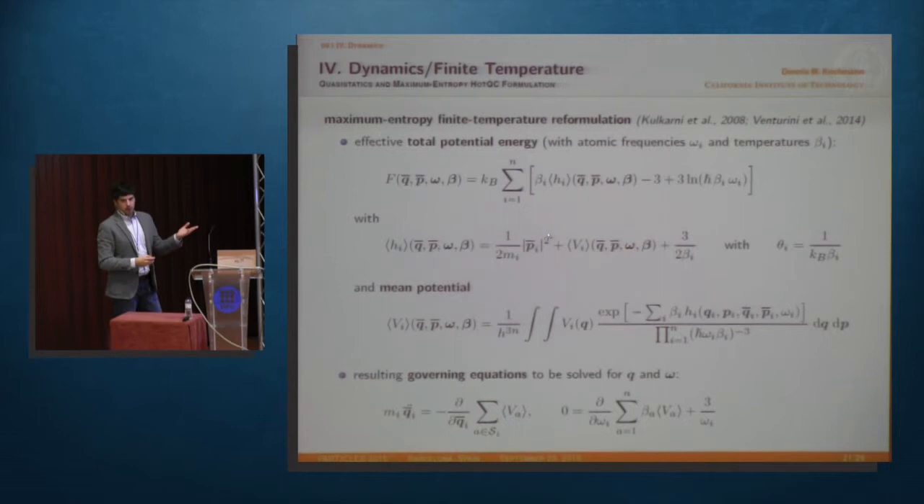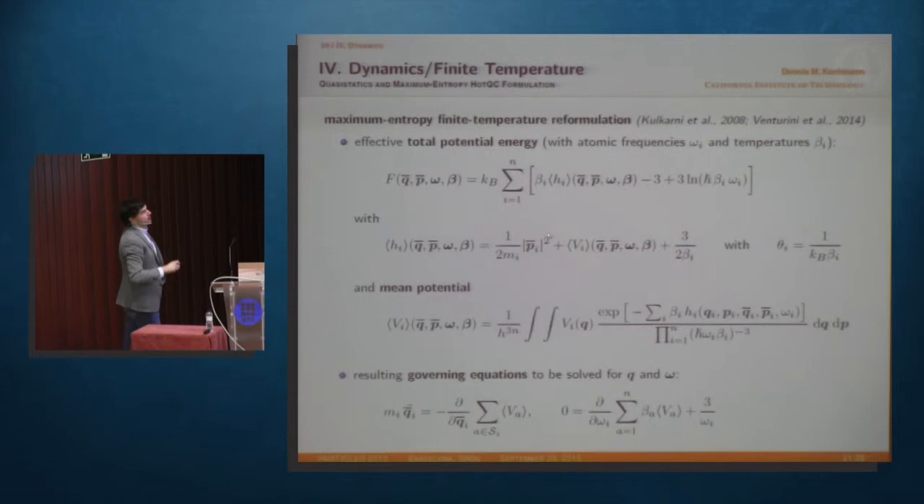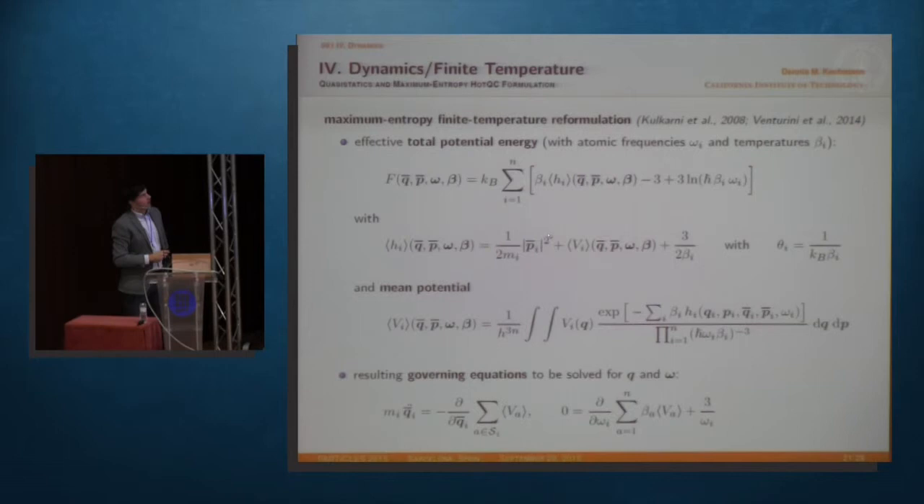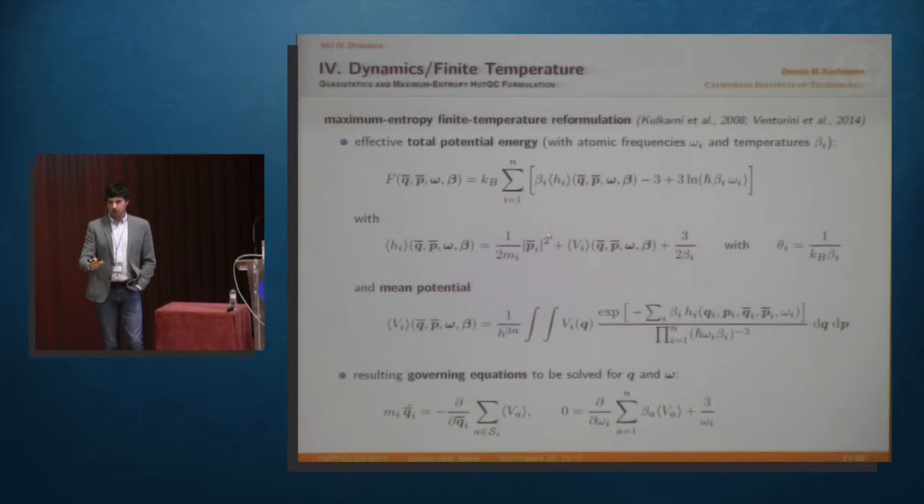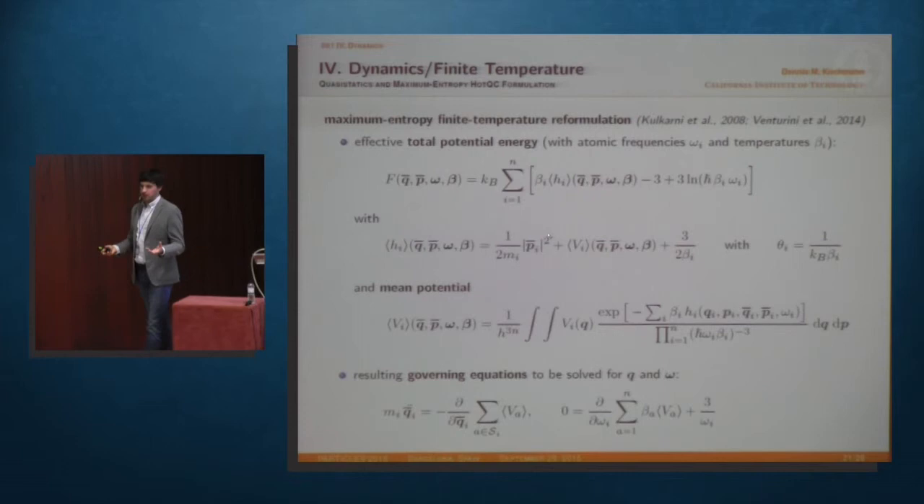One way to do this is the so-called maximum entropy approach that Michael Ortiz and team developed, probably first shown in the PhD thesis of Yashko Karni, and recently published also by Gabriella Venturini and co-workers and colleagues. And the idea here is that you replace the atomic potential by an effective potential, and this effective potential depends on entropy, on temperature. And so this is not done in an ad hoc way, but you can actually write this down in the framework of statistical mechanics. And the idea is you maximize the entropy, and you can arrive at this potential in closed form.